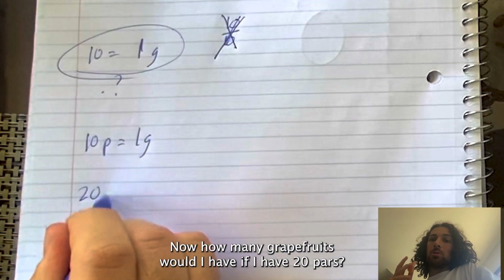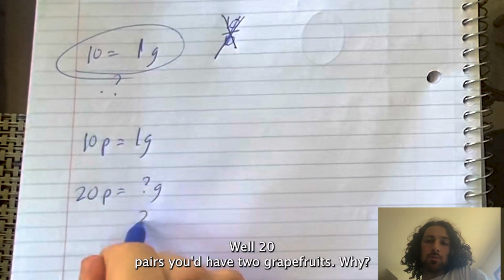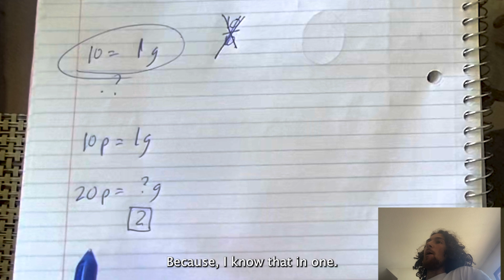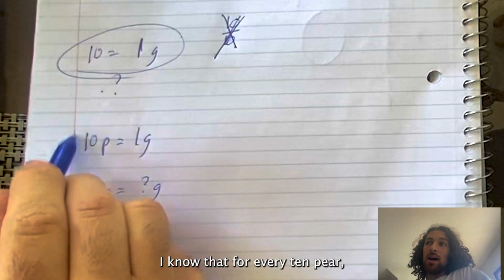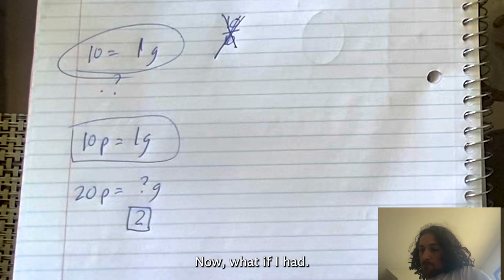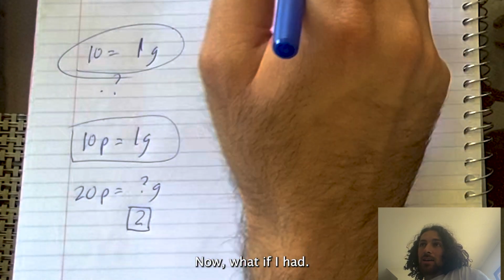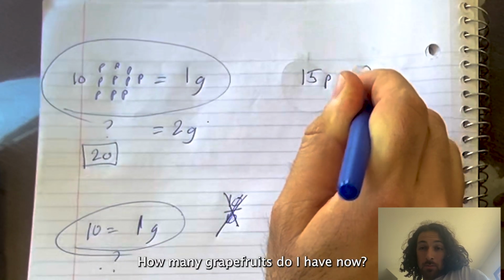Now, how many grapefruits would I have if I have 20 pears? Well, 20 pears, you'd have 2 grapefruits. Why? Because I know that for every 10 pears, there is 1 grapefruit. Okay, good. Now, what if I had 15 pears? How many grapefruits do I have?